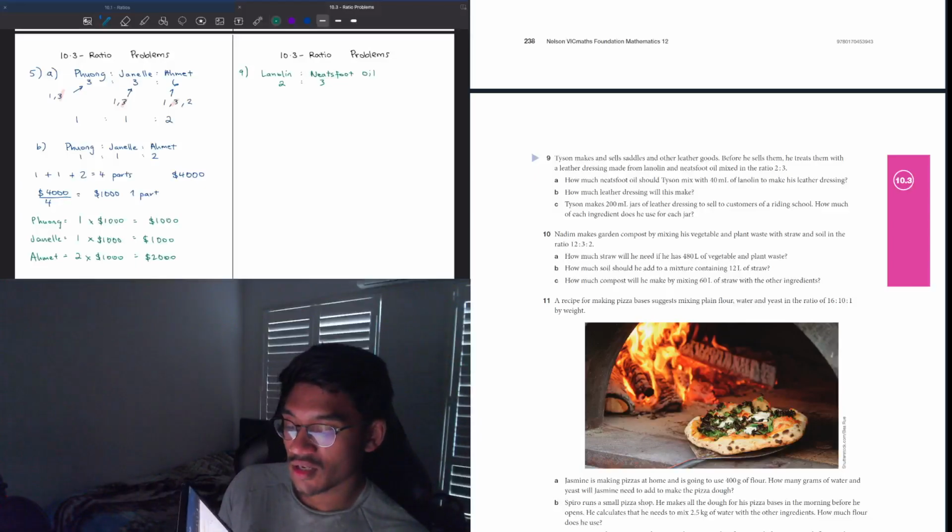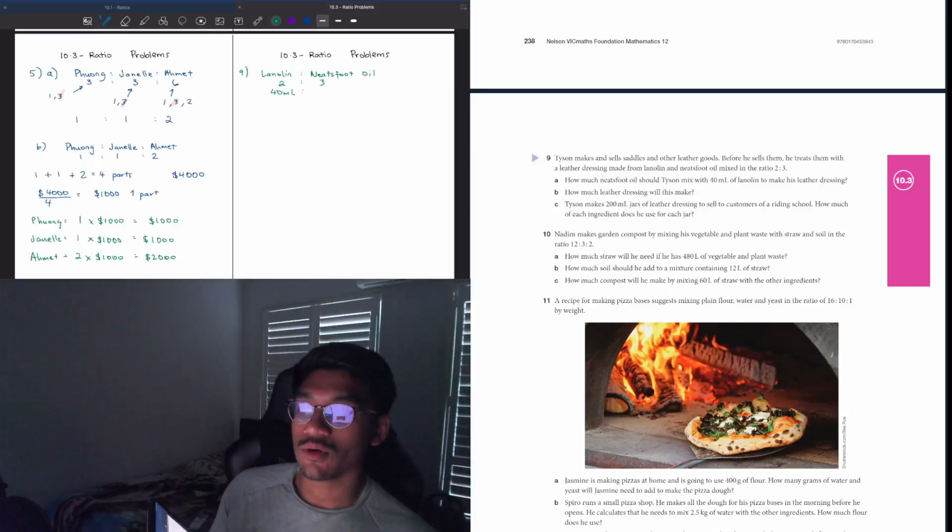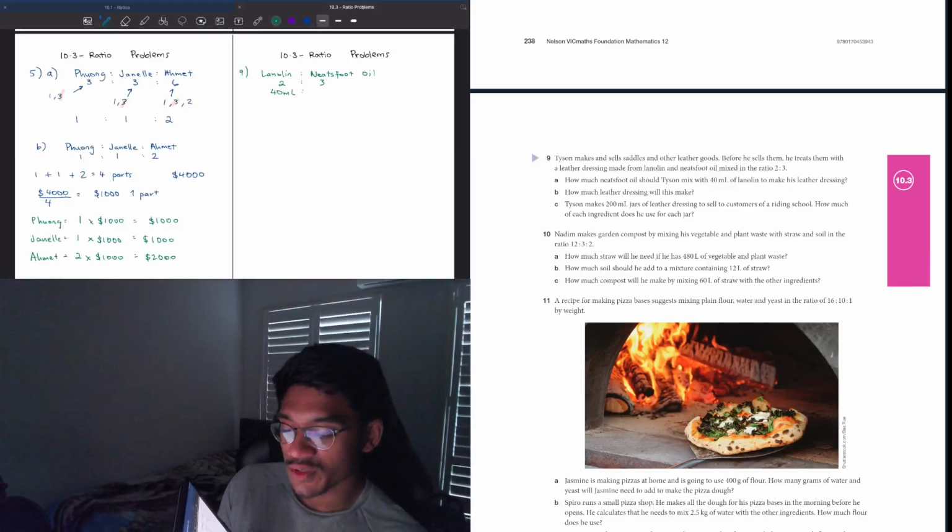I'm just going to get rid of that actually. So we know that there's 40 mil. We're trying to figure out how much neat's foot. Again, we need to work out the value of one part. So what we do is we take the amount of lanolin, which is 40 milliliters. And in our question, we have two parts of lanolin. So you divide that by 2 to get the value of one part. 40 divided by 2 is 20. So 20 milliliters is the equivalent of one part. Oh, my handwriting is so messy. One part.